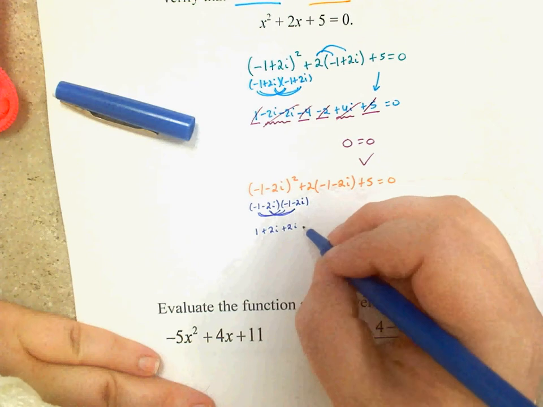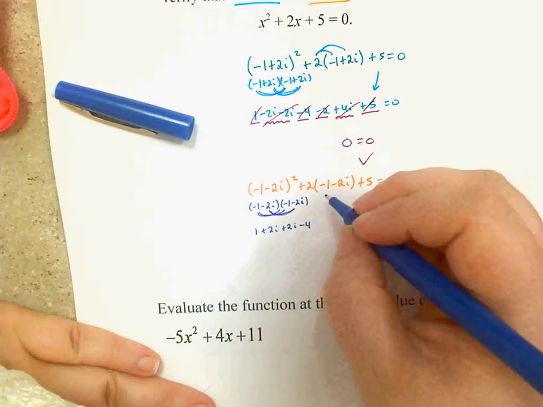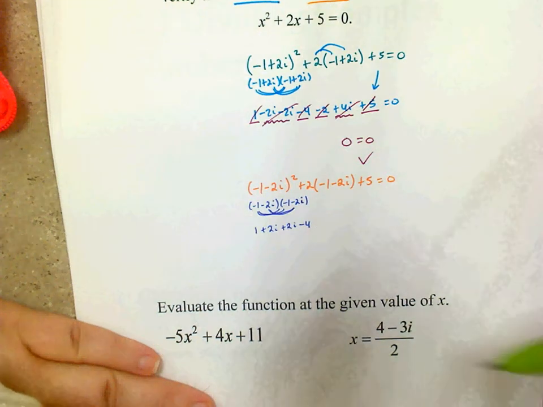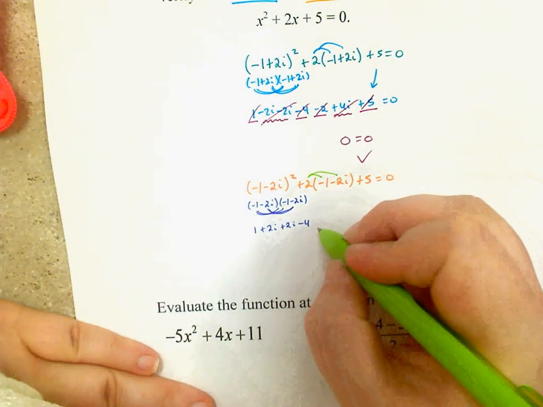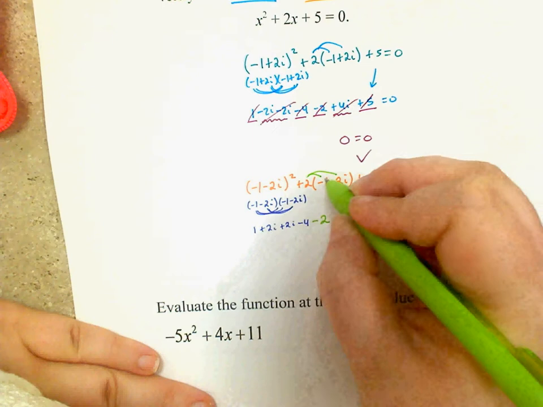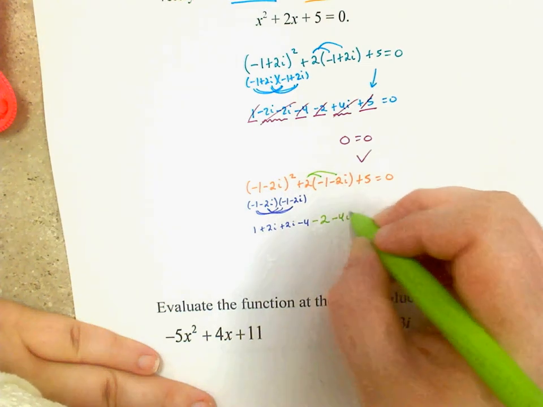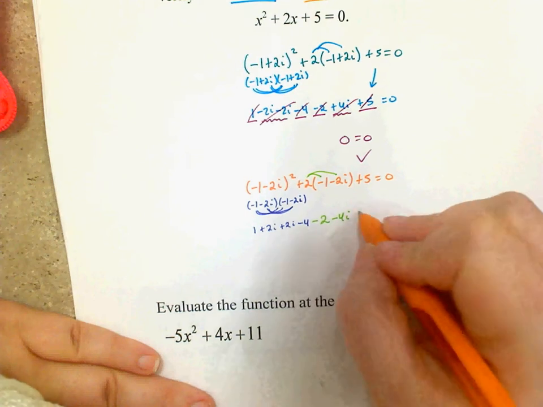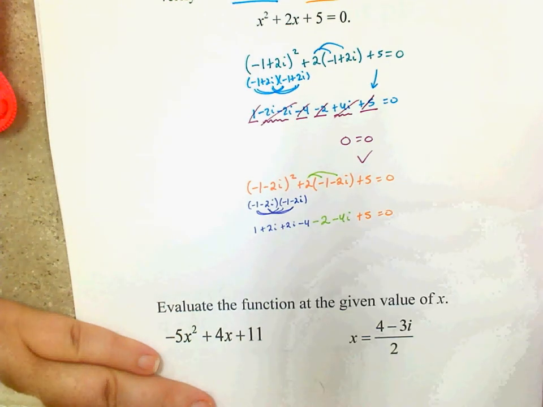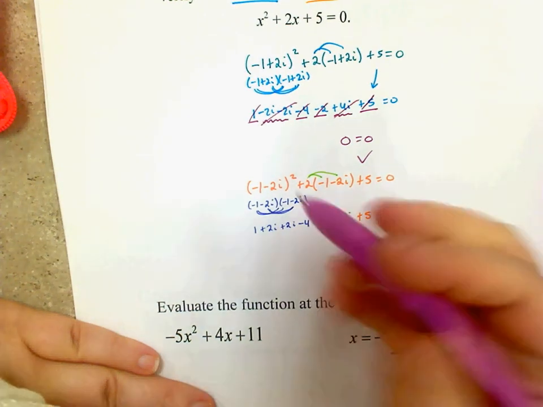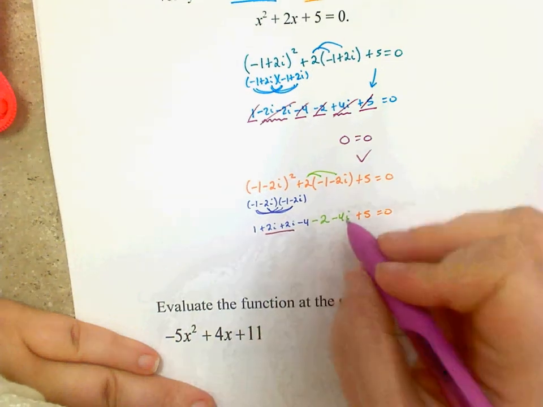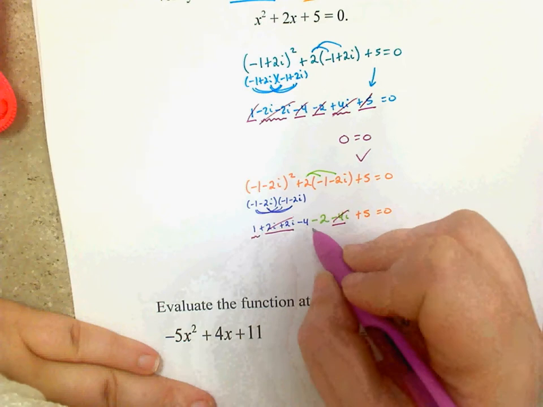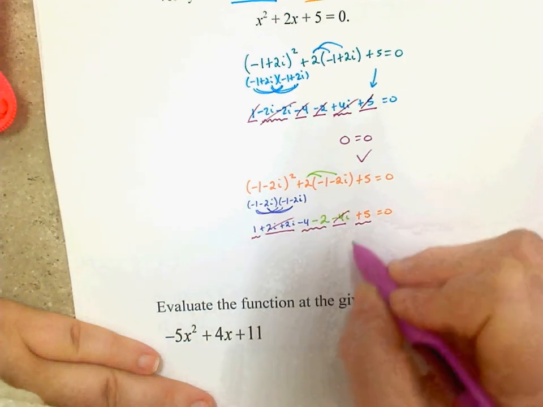And then distribute. So 2 times negative 1 is negative 2. 2 times negative 2i is a negative 4i. And then plus 5. So let's combine like terms. 2i plus 2i minus 4i will cancel each other out. And again, 1 minus 6 plus 5 is 0. So they are both solutions.